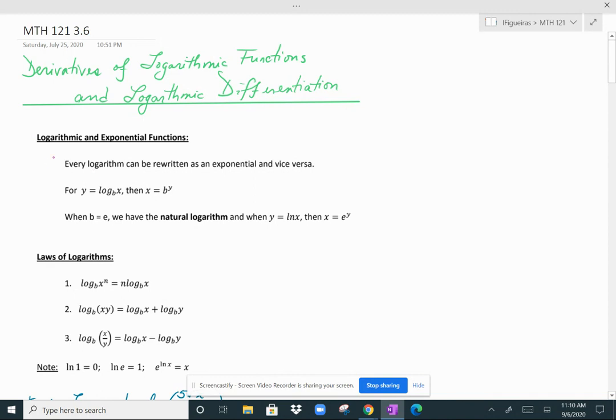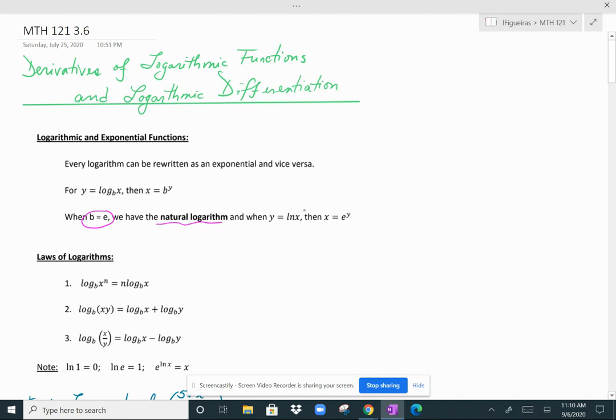So every logarithm can be rewritten as an exponential function, and vice versa. Every exponential can be rewritten as a logarithmic function. So if y is equal to log base b of x, then that is the same as saying x is equal to b to the y. So one is a logarithmic function, the second one is an exponential function, but they can be rewritten in two different ways.